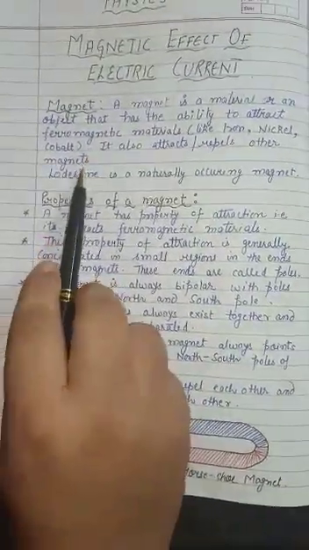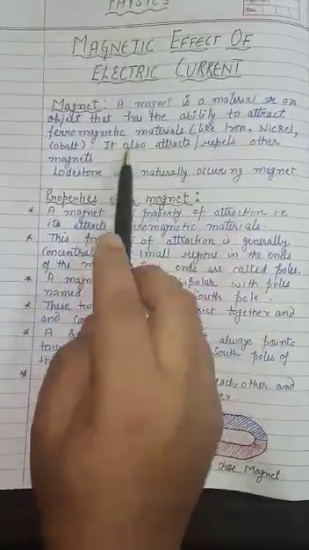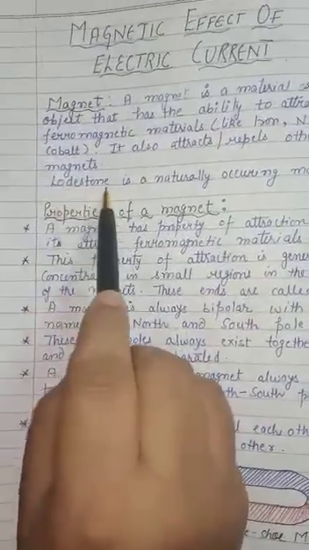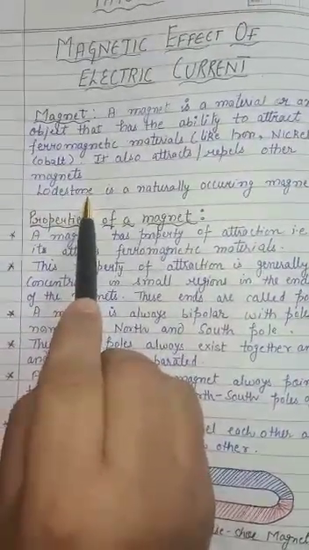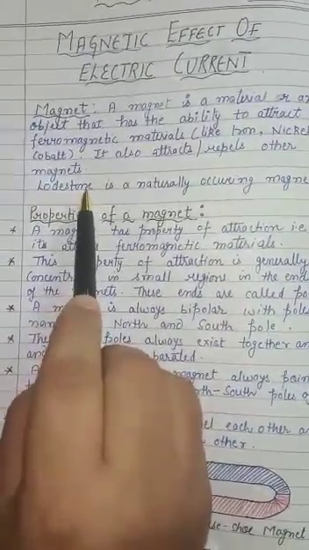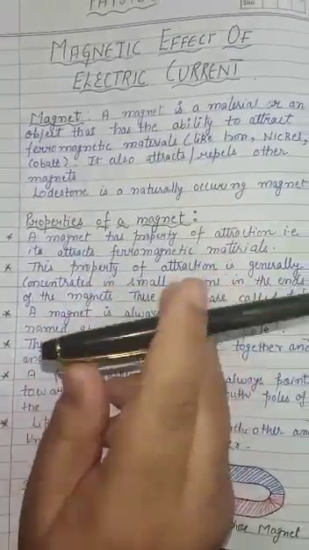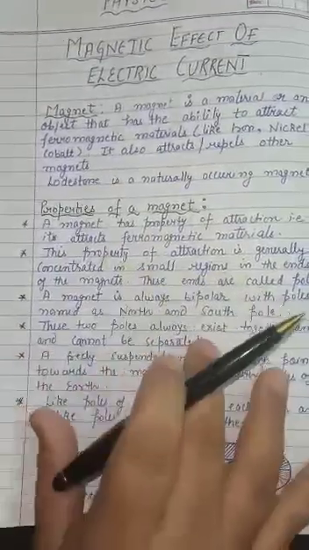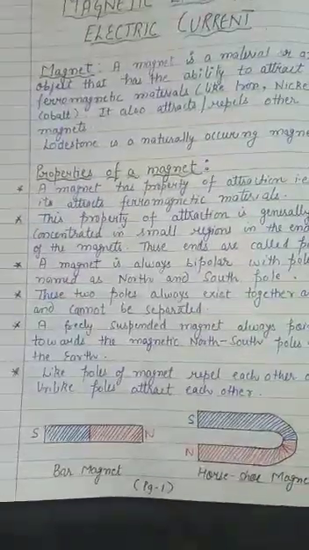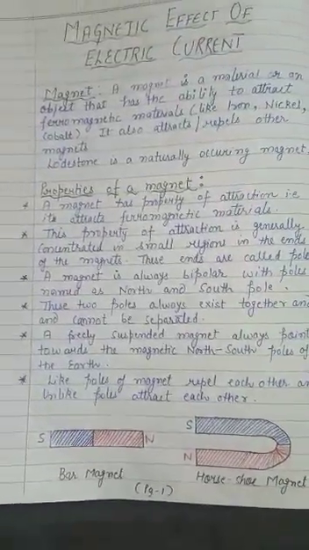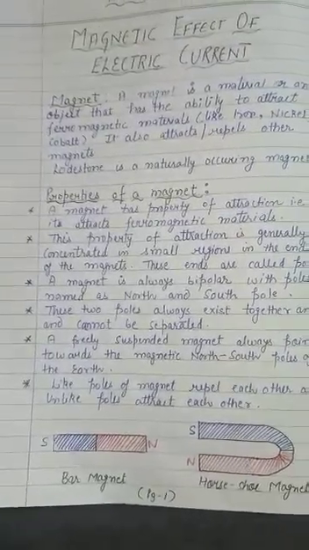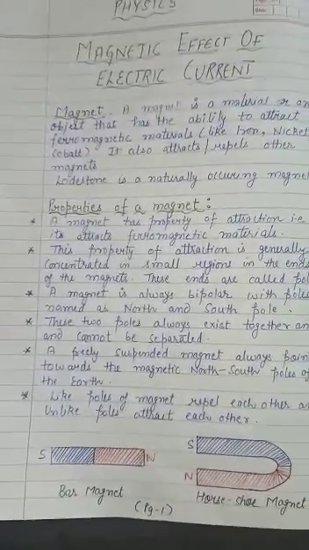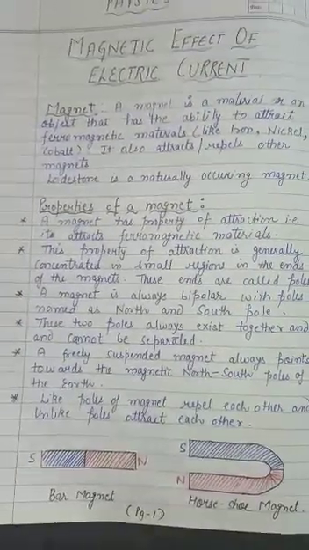Magnets can be artificially made using these ferromagnetic materials, but naturally lodestone is a mineral which shows magnetic property. So lodestone is a naturally occurring magnet. Let's see what are the properties of these magnets. As we have just studied, a magnet has property of attraction. It always attracts ferromagnetic materials.